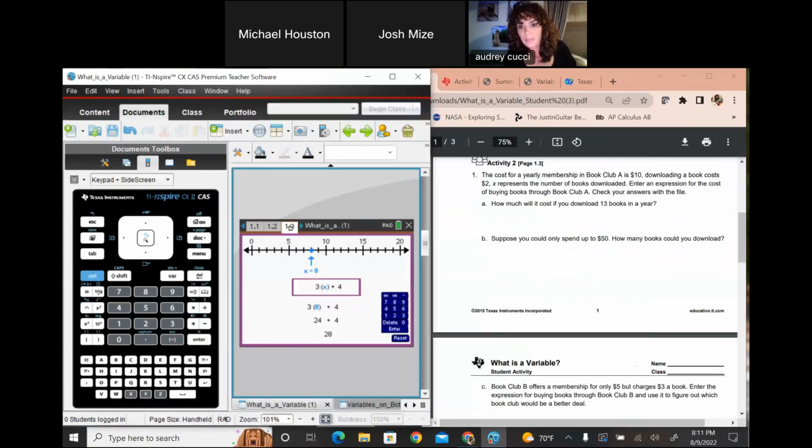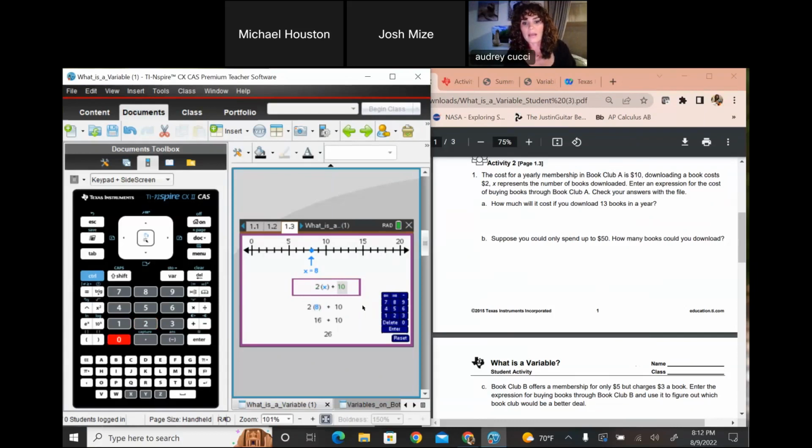Now we're moving to page 1.3, which I'm already on. The cost of a yearly membership in a book club is $10. Downloading a book costs $2. This represents the number of books downloaded. Enter an expression for the cost of buying books through Book Club A and check your answer with the file. So this is where they're able to then go in and say, okay, well, if it's $2 a book, that means this has to be 2, hopefully. And this, if it's a yearly cost, should be 10.